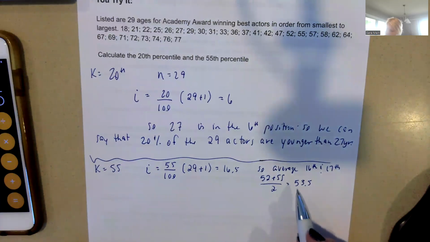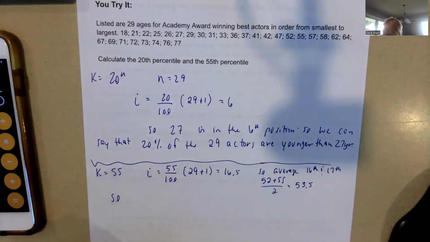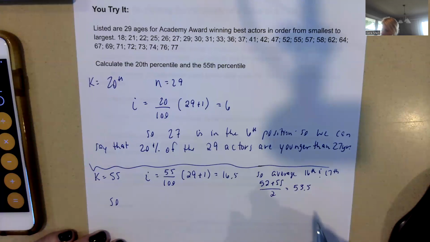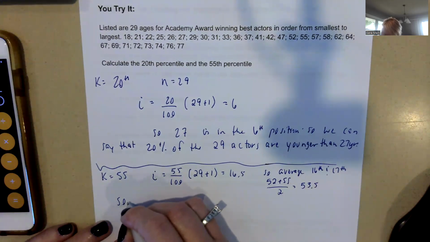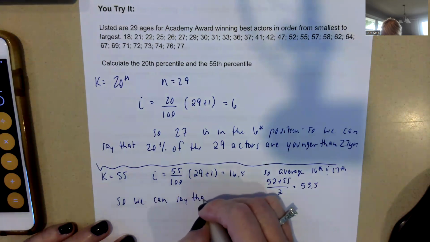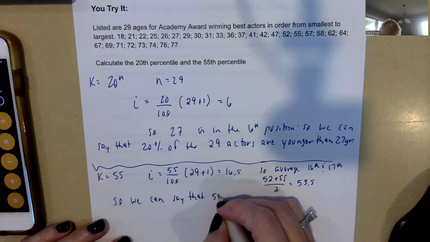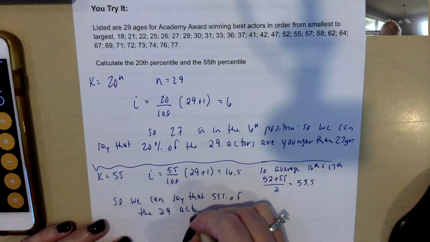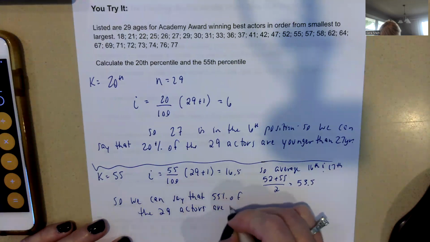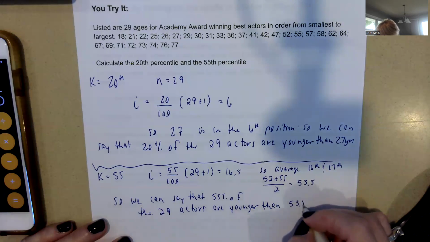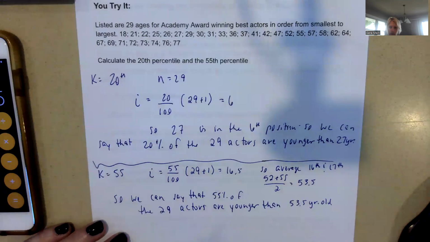Okay, so we would now say here, let's write this out. So we can say that 55% of the 29 actors are younger than 53 and a half years old. That's what that says.